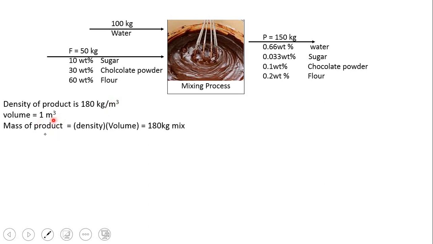So let's say you know the volume of the reactor and it's equal to 1 cubic meter. The volume of the mixer at the mixing is 1 cubic meter. So we know that the mass is equal to density times the volume. So after that we have taken the volume to be 180 kilogram of mixture. So this 150 kilogram you want to change it to 180 kilogram.